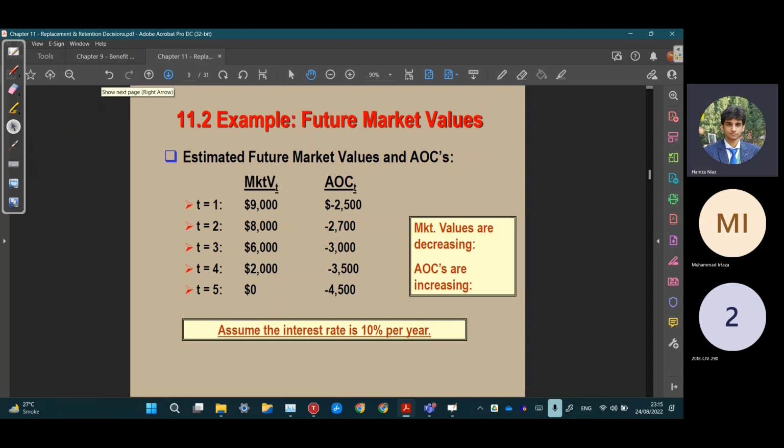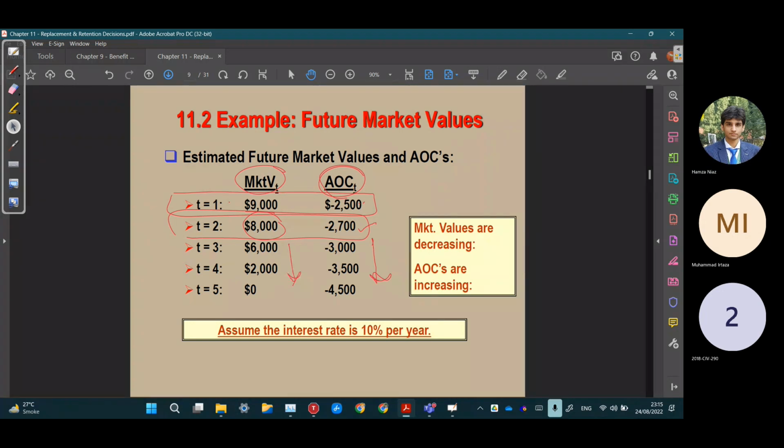So for the first year, they are saying that the annual operating cost, EOC, would be 2,500 per year, and its market value at the end of the first year would be 9,000. Similarly, for the second year, the annual operating cost would rise to 2,700, and its market value would decrease to 8,000. So the operating costs are increasing while the market values are decreasing as time goes on. So we have to find when we should replace this defender asset. So actually we have to find the number of years, the ESL of this machine, that is when we are going to replace this machine.